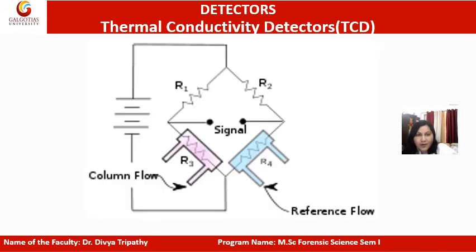This is a diagram of thermal conductivity detector. This is a reference cell and this is a sample cell. In reference cell, the conductivity of the mobile phase without sample will be measured, and in this sample cell, the conductivity of the gas with sample will be measured, and the conductivity difference between the reference and sample will be calculated.